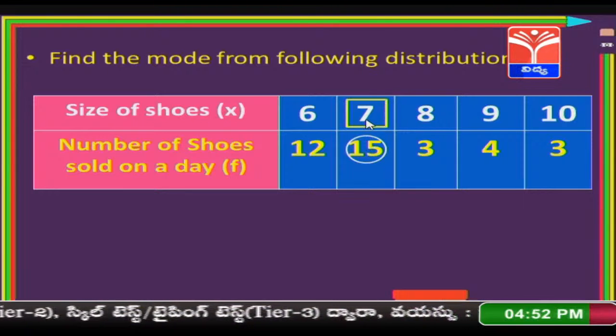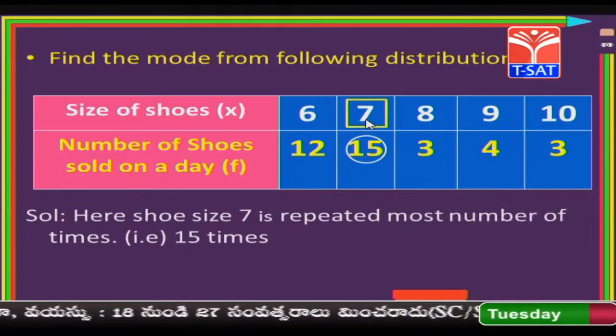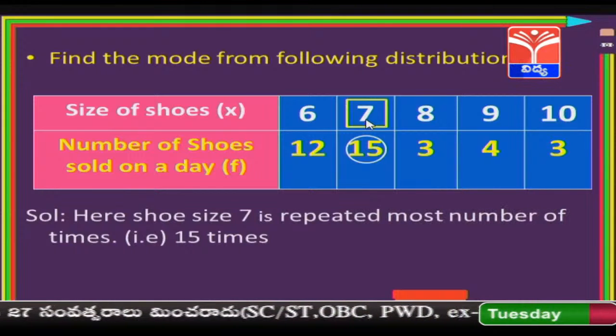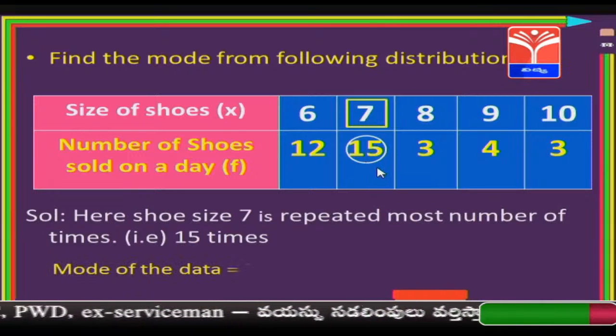So we can say that the mode of the data is 7 because the shoe size 7 is repeated the most number of times. How many times? 15 times. So hence you can say the mode of the data is 7. This is how you find the measures of central tendency, mean, median, mode, for an ungrouped frequency distribution.